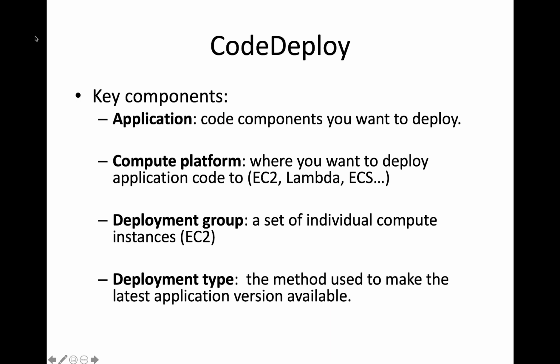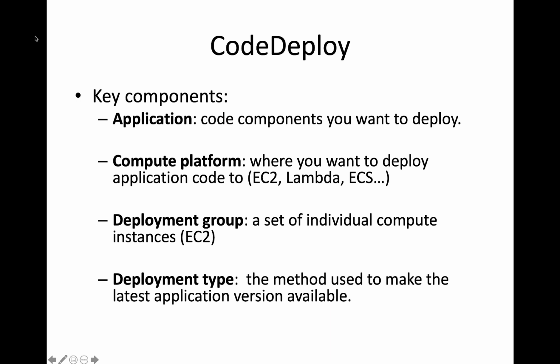You have a deployment group. And the deployment group is a set of compute instances that you want to deploy your application to. You can imagine, let's say you had 10 different EC2 instances, and you wanted to deploy your application to 5 of them. Well, those 5 instances then would make up a deployment group.